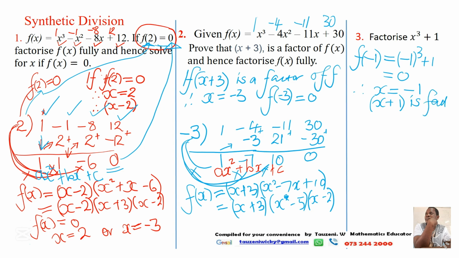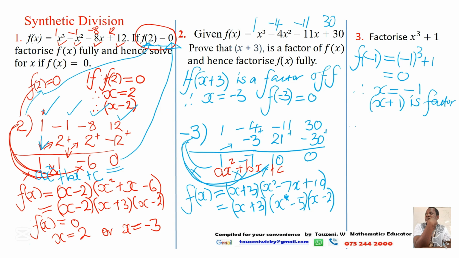Now, how do we find the other remaining factors using synthetic division? The value of x is -1. So we're going to have 1. The value of x is -1. Therefore, the factor is x plus 1. That is what we need.